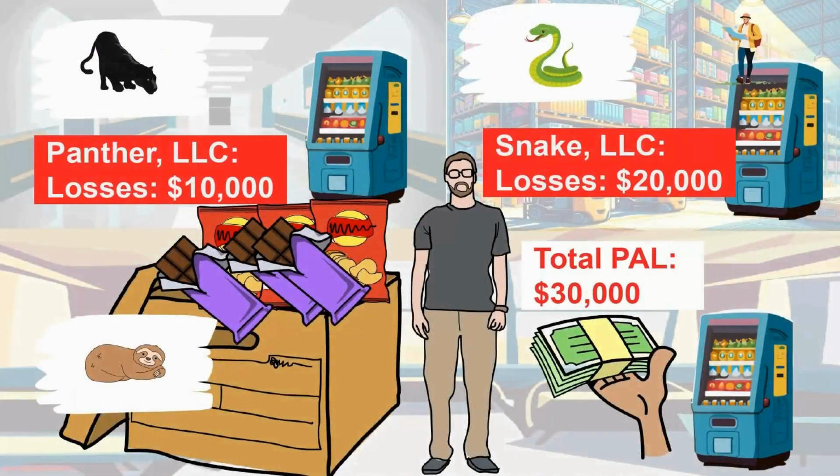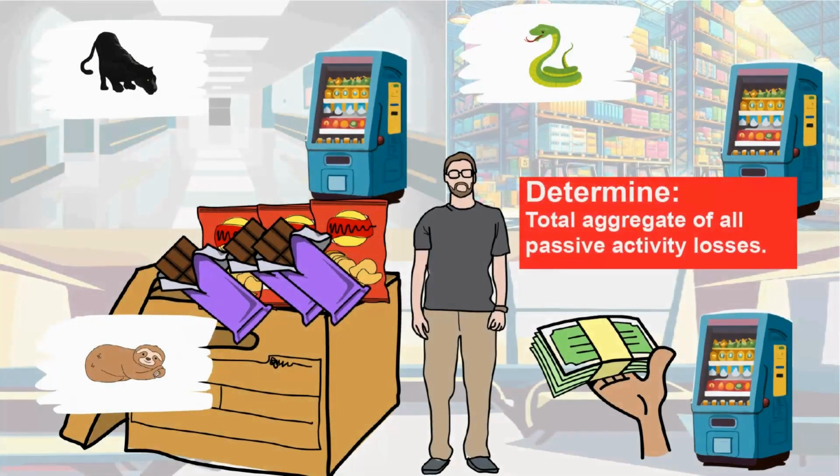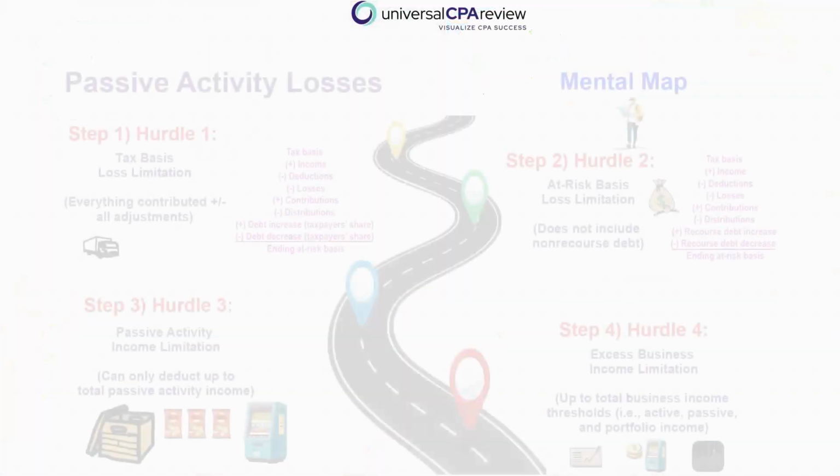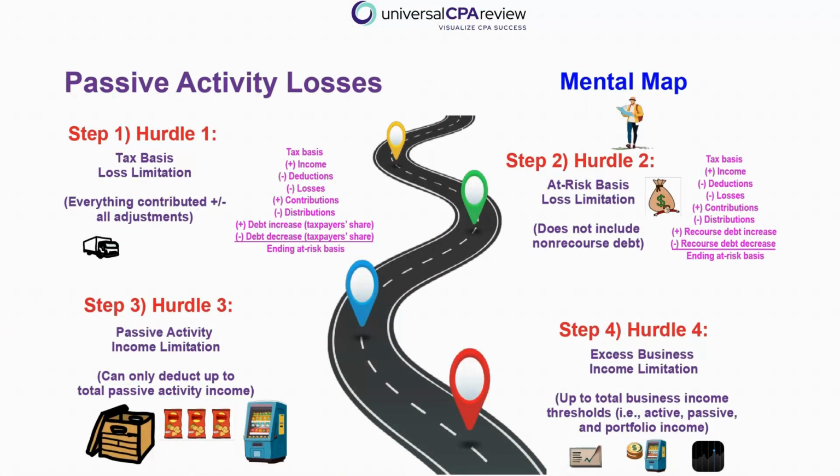Panther and Snake both had losses. Let's say Panther had $10,000 in losses and Snake had $20,000 in losses. So what Eli is trying to determine for his passive loss deduction is the aggregate of all passive activity losses and how much he could deduct on his individual tax return. So we're going to pull out that mental map because in order for Eli to take this as a deduction, he first needs to clear these 4 hurdles.